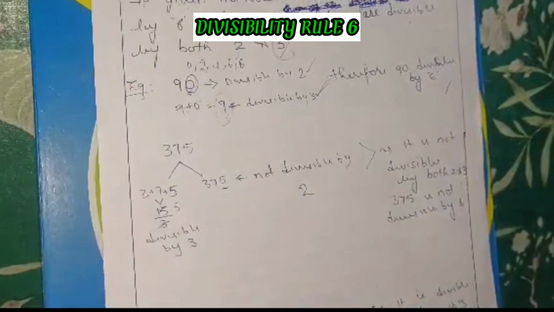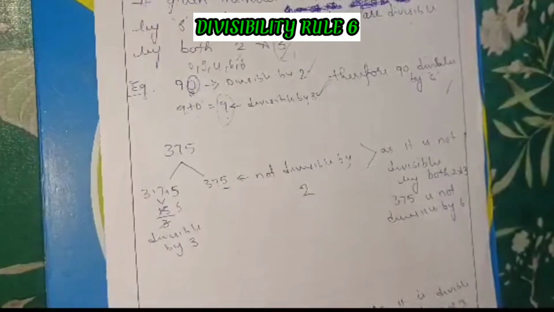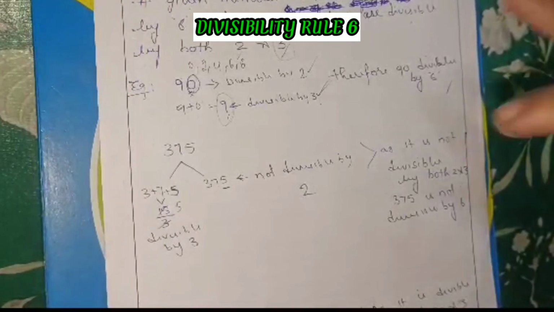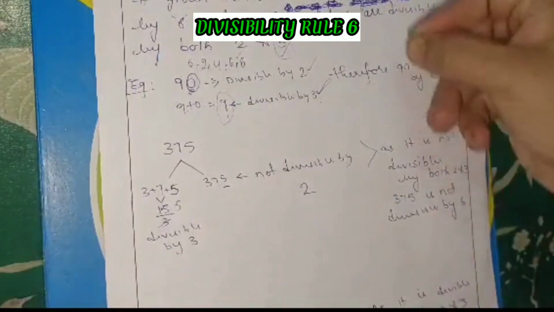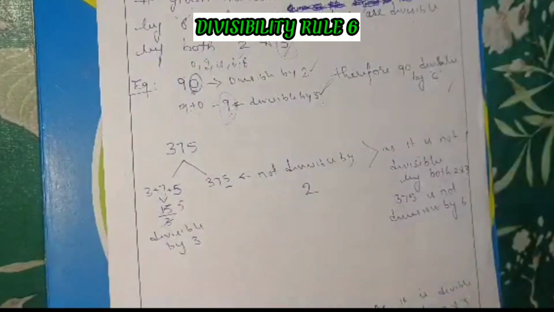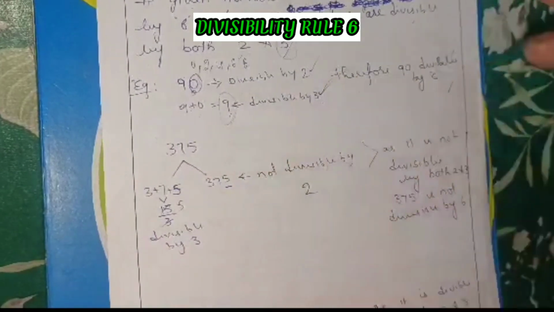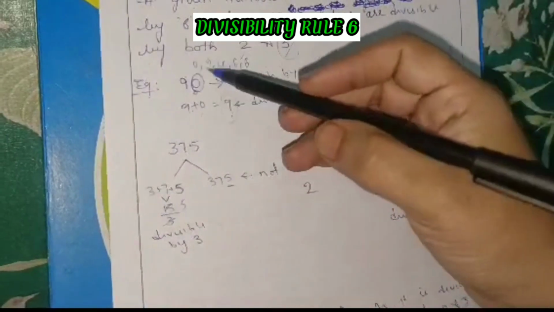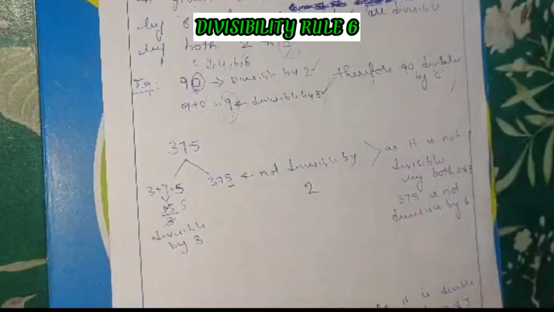So there is no great logic in this. It is only saying that when we want to say a number is divisible by 6, that number should obey the divisibility rule of 2 and 3. That's it. So what is the divisibility rule of 2? The last digit should be either 0, 2, 4, 6 or 8. So if the last digit is one of these 5 numbers, then you can directly say it is divisible by 2.